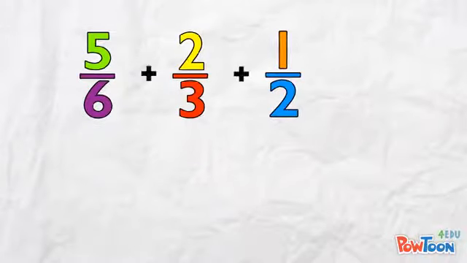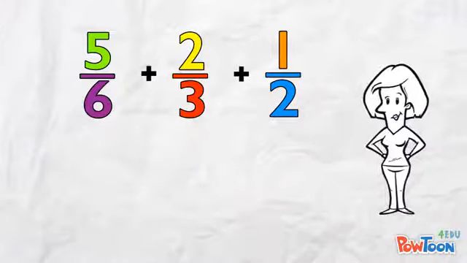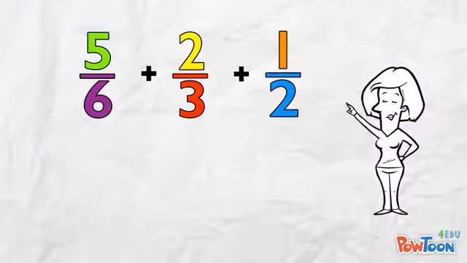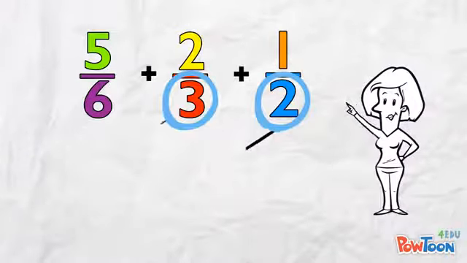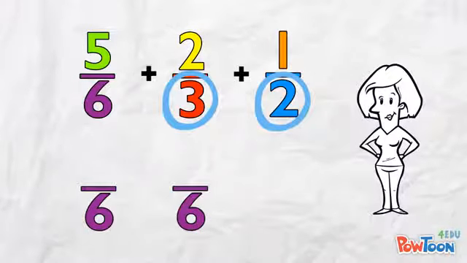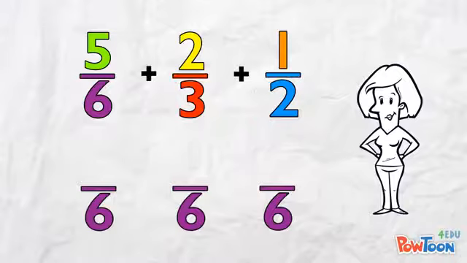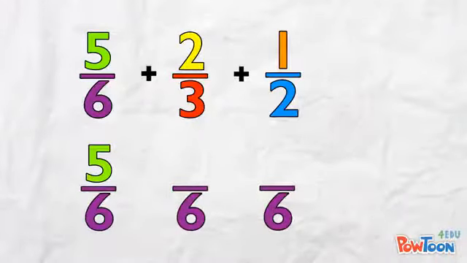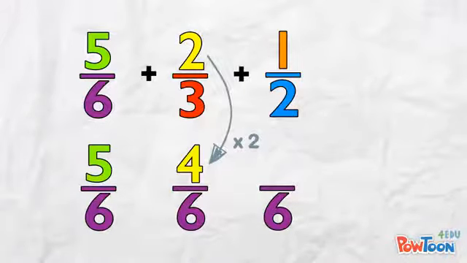First, we look at the denominators. We've got 2, 3 and 6. If you know your tables, you'll spot that 2 and 3 are both factors of 6. So 6 is the lowest common denominator. 5/6 stays as it is. For 2/3, to get a denominator of 6, I multiply 3 by 2. So I multiply the numerator by 2, and that's 4 over 6.